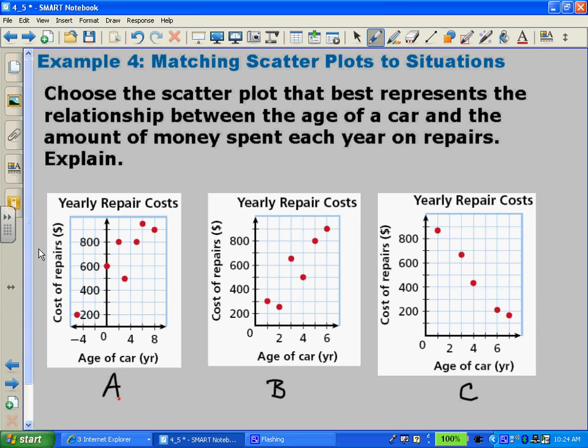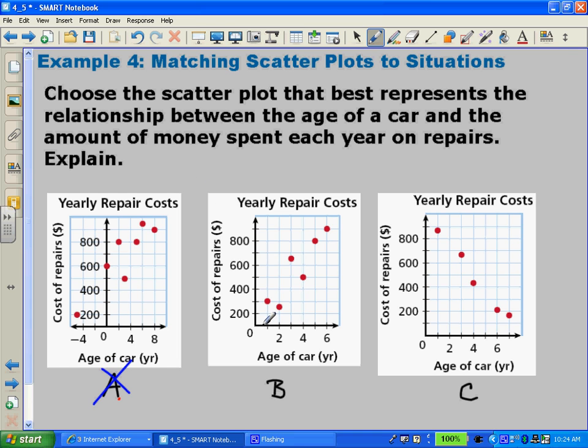Now our situation here is the age of the car and the amount of money that we spend each year on repairs. So, first of all, if we look at graph A, something should kind of pop out at you that something's wrong. Okay? Tell me when you see me next what you think's wrong with A. There's something wrong with A that makes it not a good choice. Okay, so that leaves us with B and C.